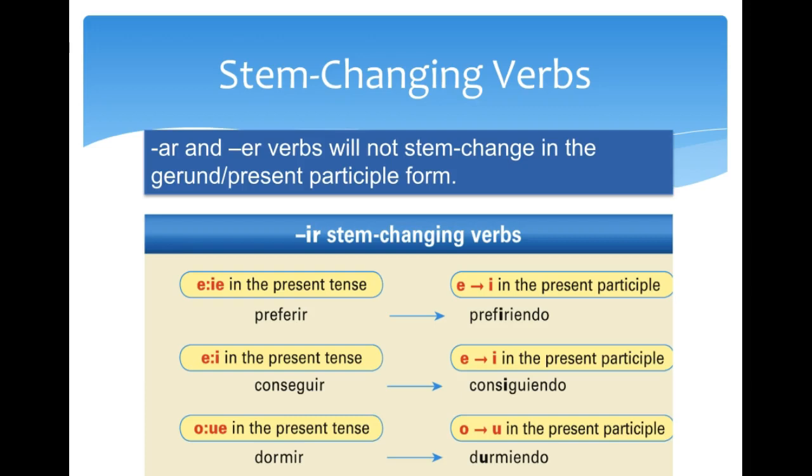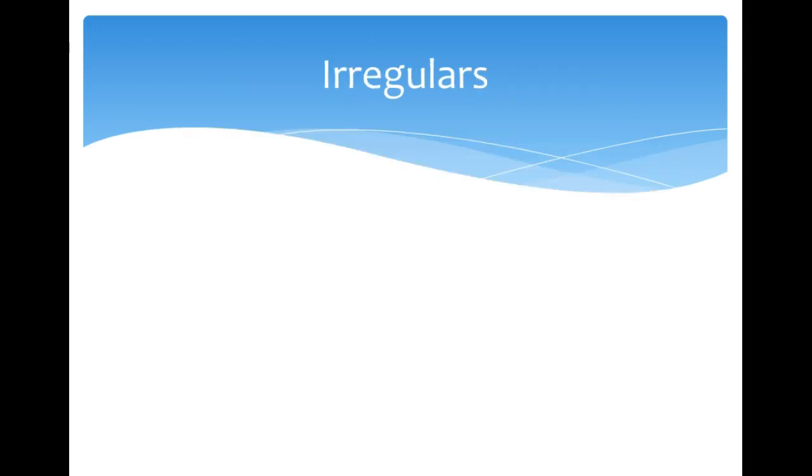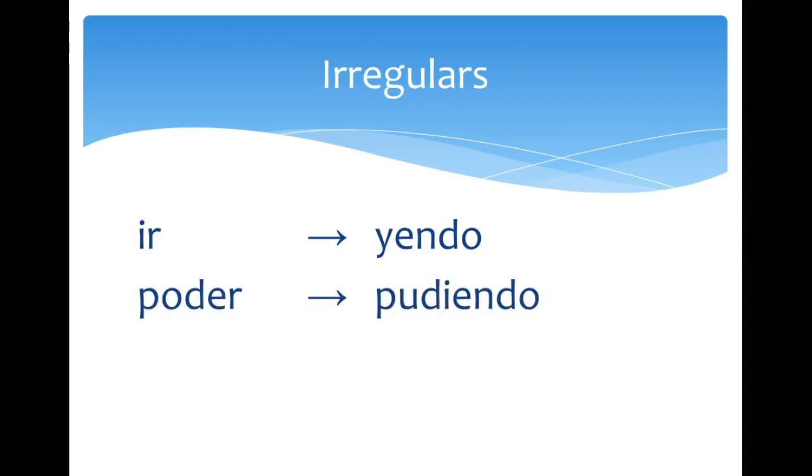If it is an O to UE verb that ends with IR in the present tense, usually it changes O to UE. In the present participle or gerund form, it just changes O to U, as in the example, durmiendo. There are a couple of irregulars, and when I say a couple, I literally mean two of them. One of them is the verb ir, which changes to yendo, and poder, instead of saying podiendo, we say pudiendo.